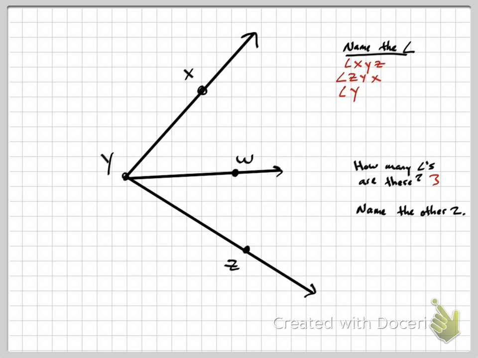So the other 2 are angle XYW and angle WYZ. Now remember, both of those names could be flipped. So I could say angle WYX, or I could say angle ZYW.